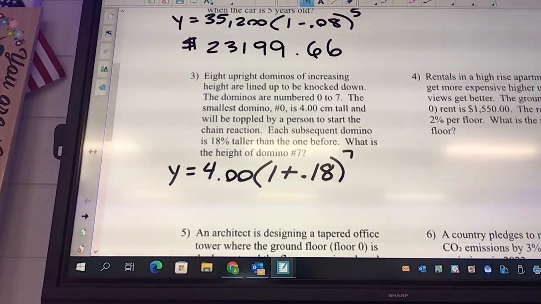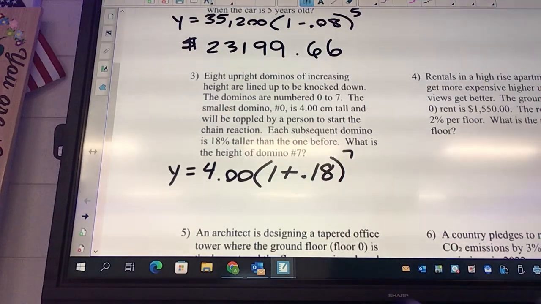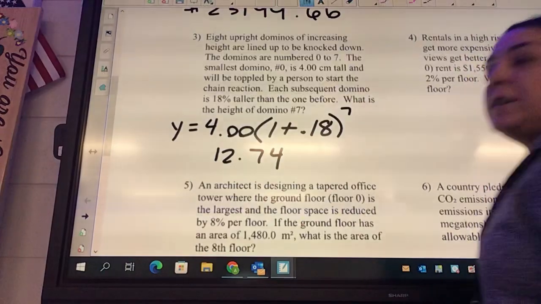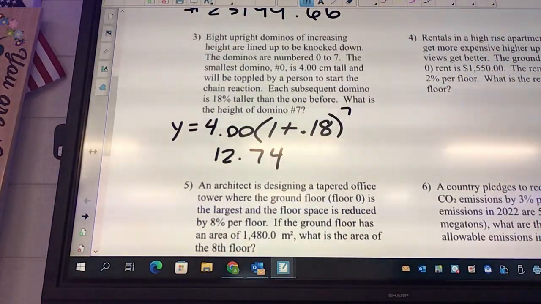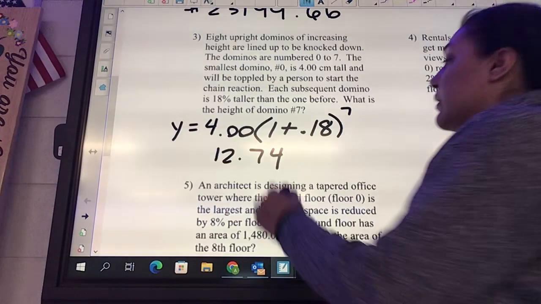What's your number? Hold on, Kurt. Do we keep the decimal or cut it off? It is measuring in centimeters, and we can measure 0.74 of a centimeter. Okay? So we need to keep the decimal.